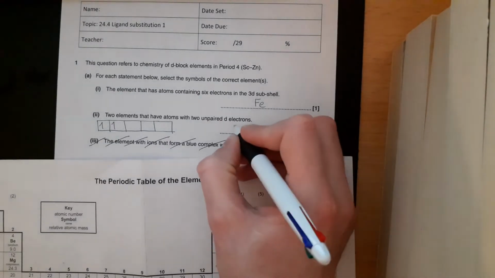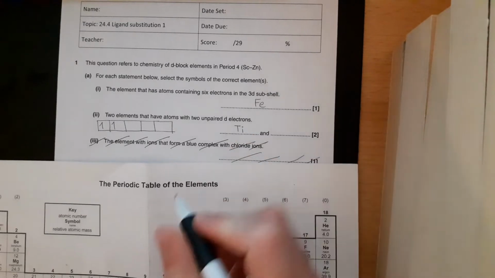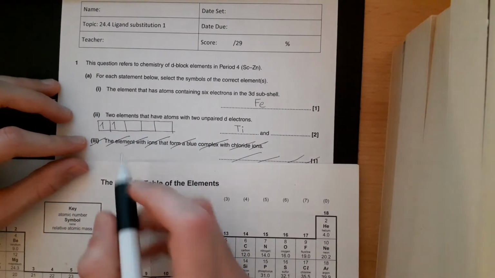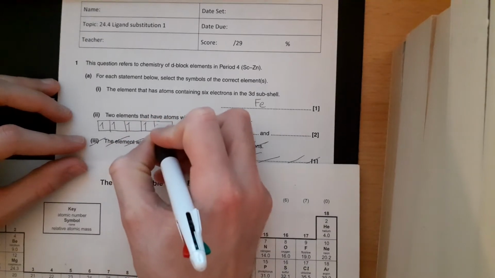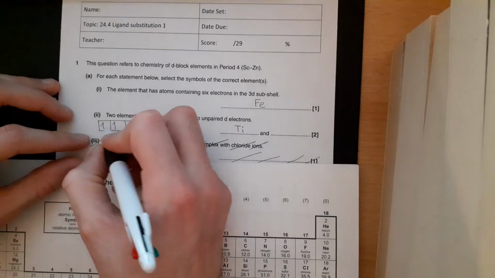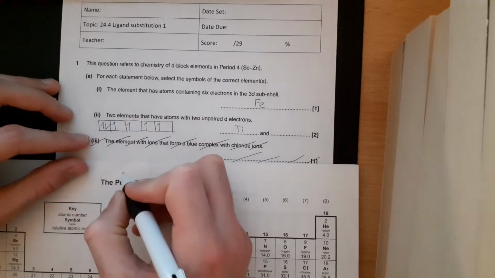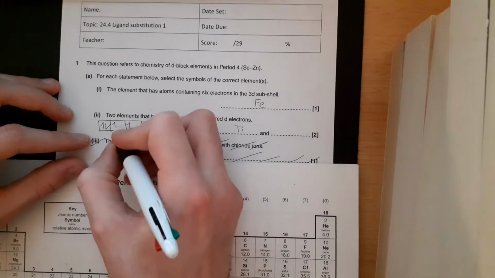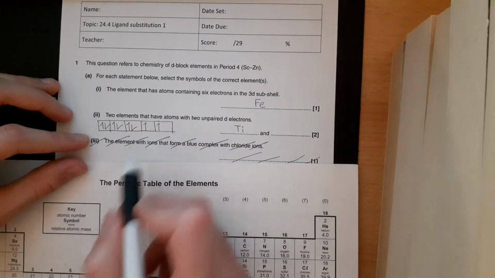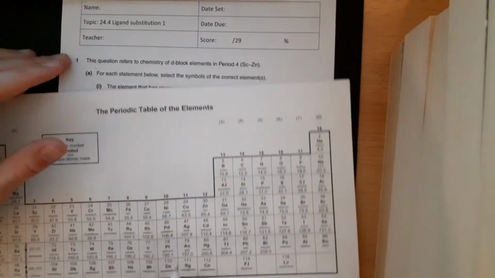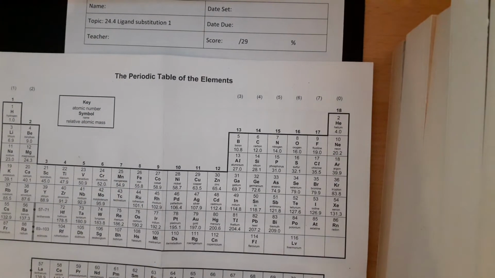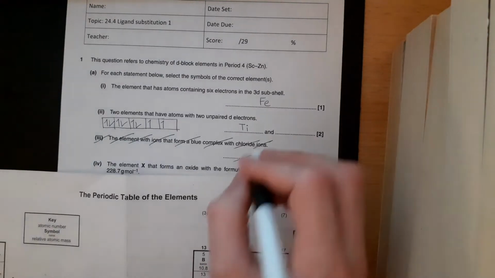And then to get the other one that's got 2 unpaired d electrons, if we kept putting electrons in here, we're going to keep putting them in separate orbitals. So that's 5. And then we're going to start pairing them up again. So 6, that's got 4 unpaired d electrons. 7's got 3. 8 would be the other one that's got 2 unpaired d electrons. So we're looking for the 8th element along. So 1, 2, 3, 4, 5, 6, 7, 8. So it should be nickel is the other one.